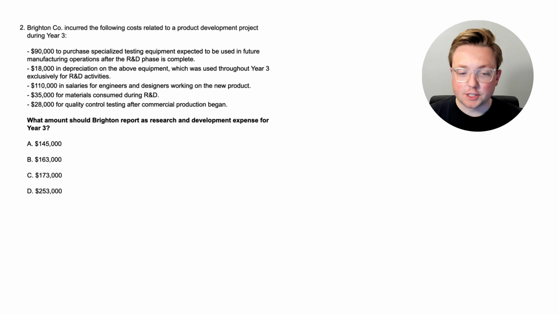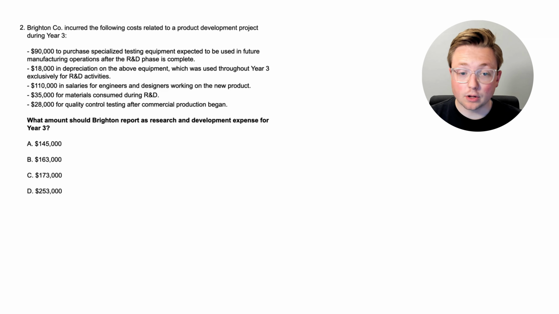All right, here we are at question 2. What amount should Brighton report as research and development expense for year 3? Okay, let's go up to the top. Brighton Co. incurred the following costs related to a product development project during year 3. $90,000 to purchase specialized testing equipment expected to be used in future manufacturing operations after the R&D phase is complete.